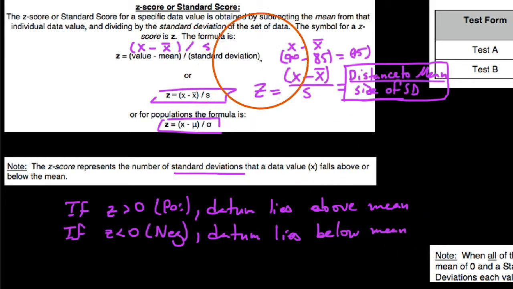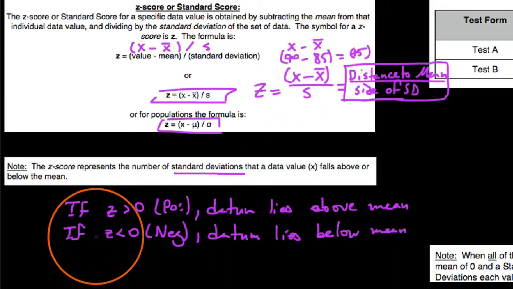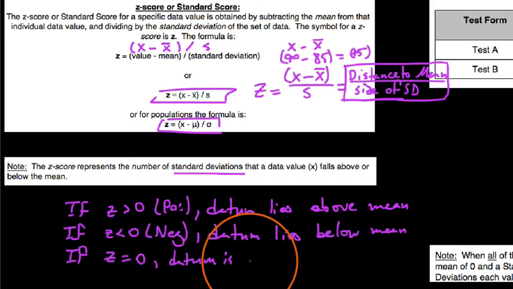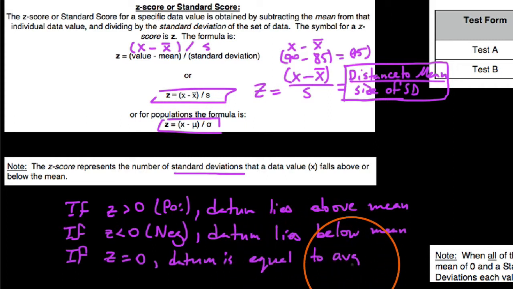And I want to consider this. What if we were to do this quotient here? We say take the datum minus the mean and divide by the size of the standard deviation. We would say, well, what if I got z equal to 0? What would be true about this data value if the datum minus the mean gives us 0? It would mean that the data value is the mean. Okay, so if z equals 0, then we say the datum is equal to the average, or the mean.